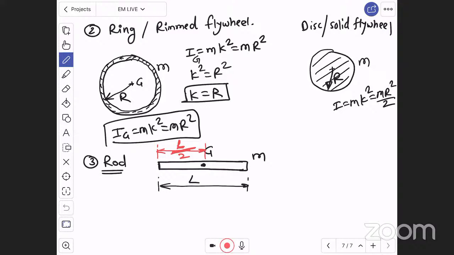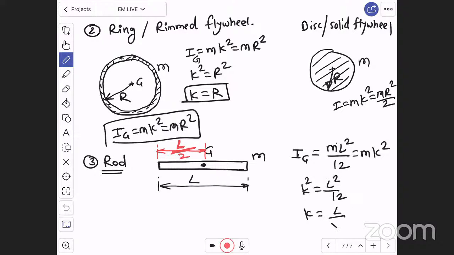And about this G point, I about this G is ml square by 12. Ml square by 12 for rod, which is nothing but mk square. Therefore, K, radius of gyration, K square is L square by 12. Therefore, K is equal to L by root 12 for rod. We can say for rod, right?